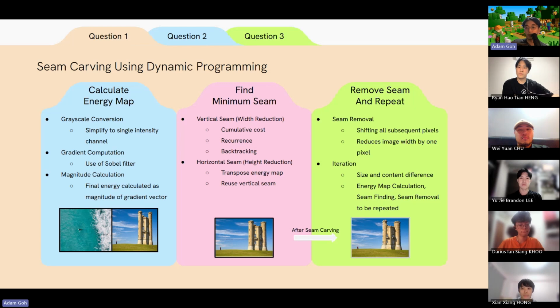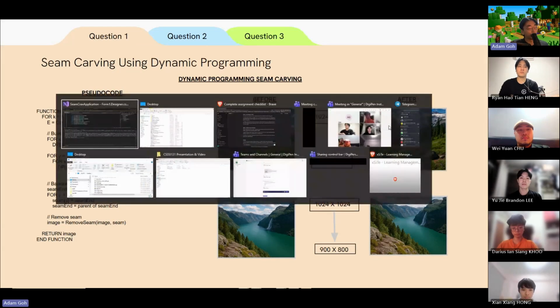final seam path. For a horizontal seam, instead of rewriting the algorithm, we transpose the energy map and reuse the same vertical seam logic. After identifying the minimum seam, we remove it by shifting pixels to the left. This reduces the image width by 1 pixel without distorting important content. And because removing a seam changes the image, we repeat the entire process: energy map calculation, seam finding, and seam removal. So right now I'll show the application.